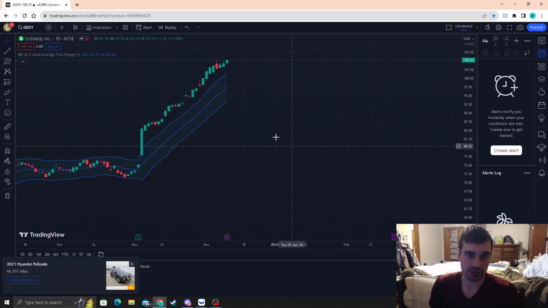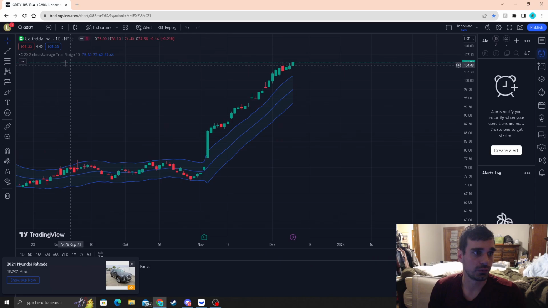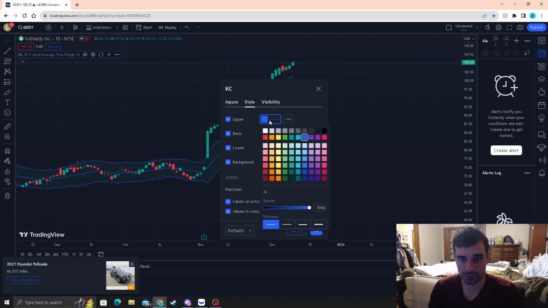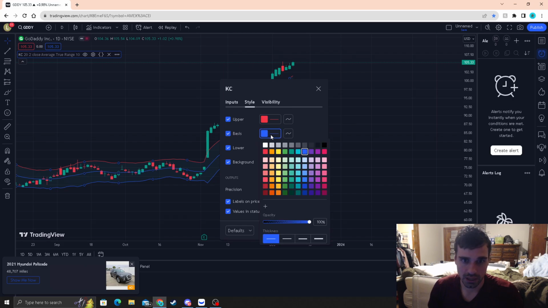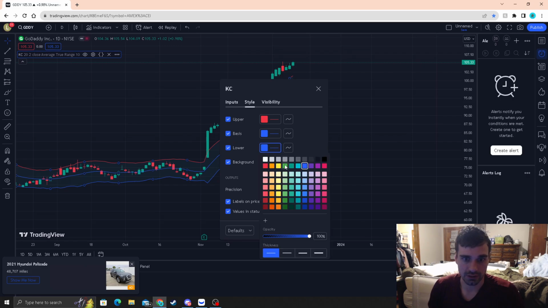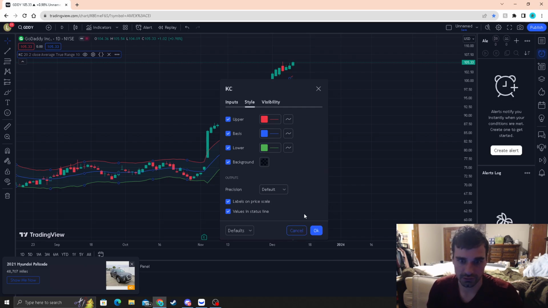The Keltner channels is going to give you three lines. If we want to adjust these lines, you go up here where it says Keltner channels, where you just added, and you click on the cog button which says settings. On the upper band, we're going to put it as red, which is going to be our sell zone. Our basis is our middle band, the EMA 20, and we're going to just keep that as blue. Our lower band, we're going to keep as green, labeled for buy zone. Okay, that's all you need to do.